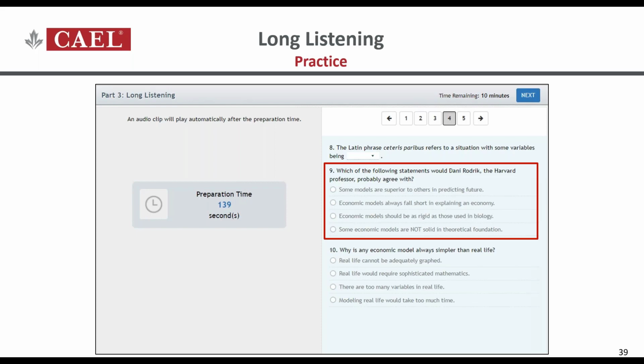This all other things unchanged assumption, or ceteris paribus, if we use a fancy Latin phrase here, does not hold true at all in real life. So it's not surprising that Danny Roderick, a Harvard professor of economics, said that models are never true, but there is truth in models, as they reflect a simplified view of the world.